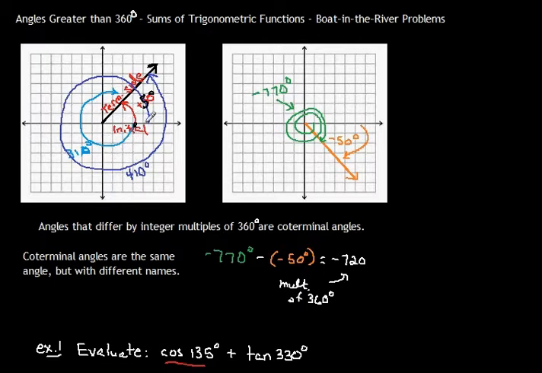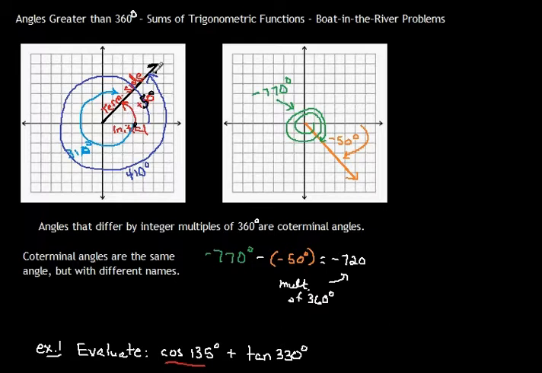Now, look at this one, the purple one right here. If I start at the initial side and I go around once, that'd be 360. And if I go 50 more, that angle is greater than 360. That's a 410 degree angle. So that's what they're talking about, angles greater than 360 degrees. It means you're going to go around more than one time from the initial to the terminal side.